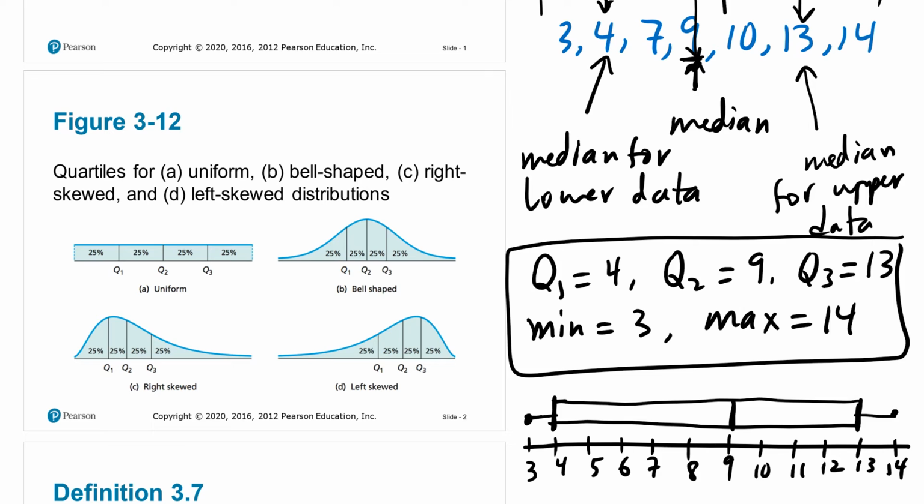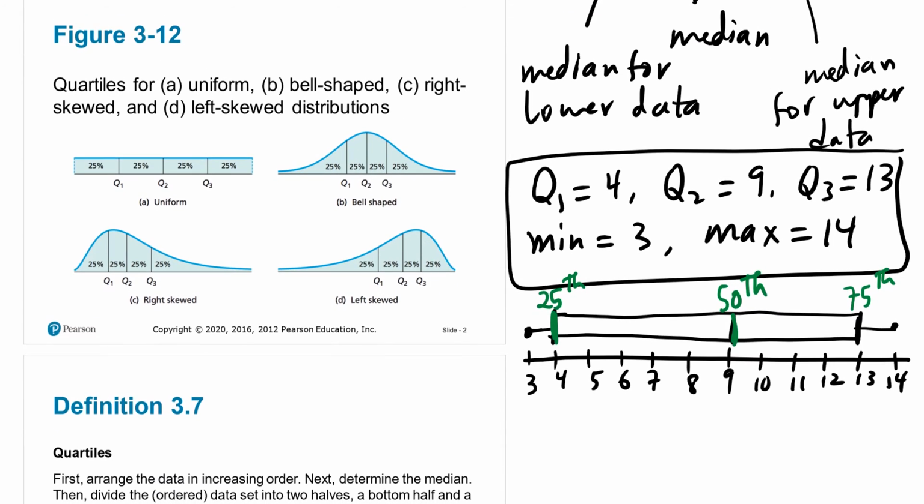And what else we can learn is that the first quartile represents the 25th percentile. This means 25% of the data falls below that. The middle one is the 50th percentile. Why do we call it the median? Because it's in the middle, it's 50%, and this would be the 75th percentile. You will learn more about percentiles later on.